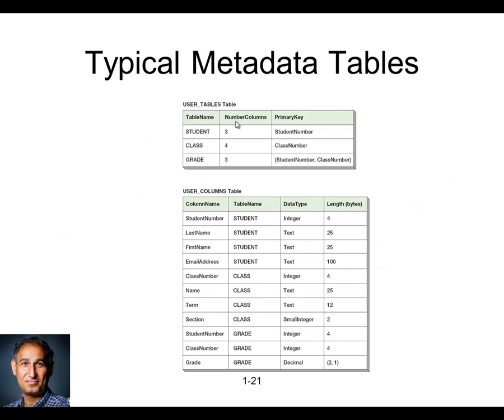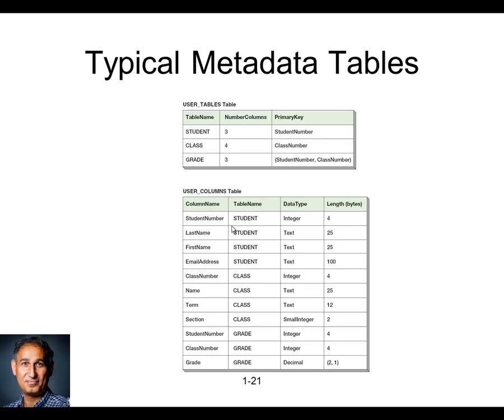In the first table above here, you can see that I created a table to show what kind of tables I have in the database. So I have 1, 2, 3 tables. A table that's called student, a table that's called class or course, a table that's called grade. And then I have 3 columns in the student, I have 4 columns in the class, and I have 3 columns in the grade. Then the key that will open each table can be specified in this one.